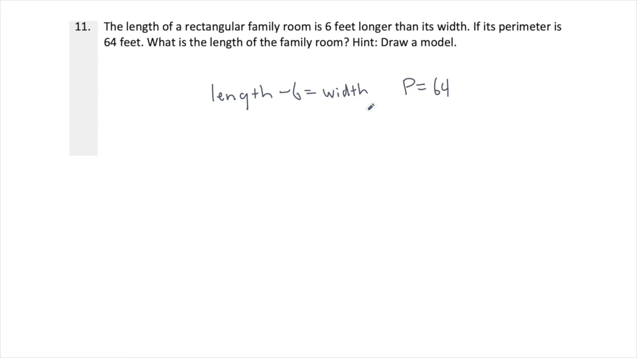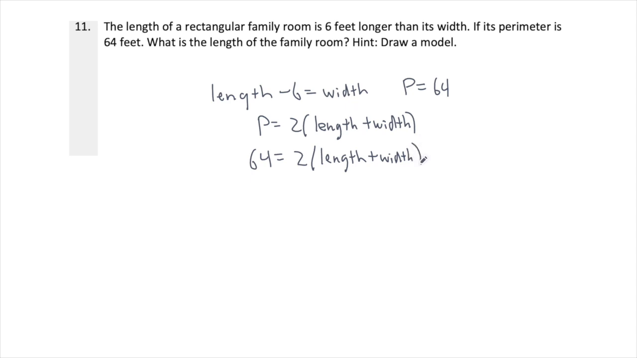To solve this problem, we need to use the formula for the perimeter of a rectangle. The formula is perimeter is equal to 2 times length plus width. Since we know the perimeter is 64, we can substitute 64 in for the perimeter. So our new equation is 64 is equal to 2 times length plus width. We can divide both sides of this equation by 2, and we get 32 is equal to length plus width.